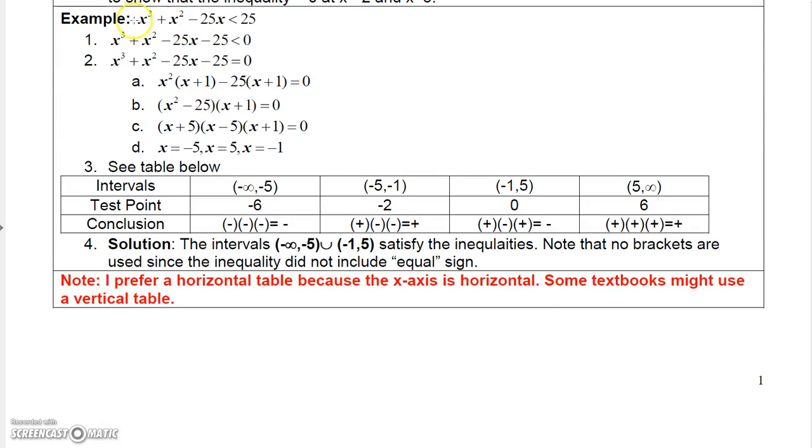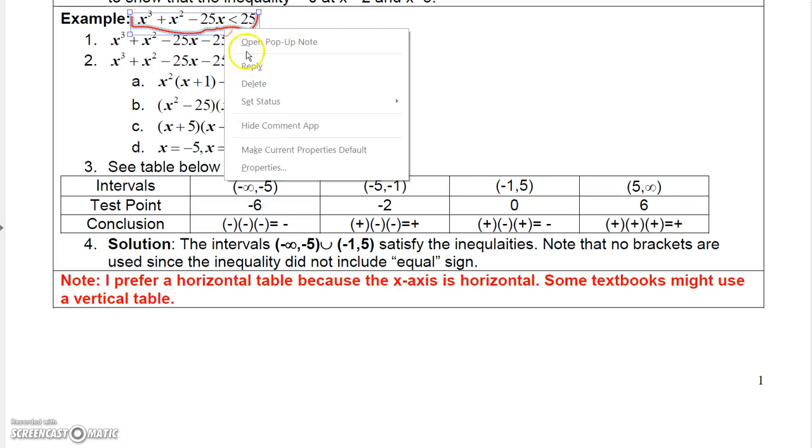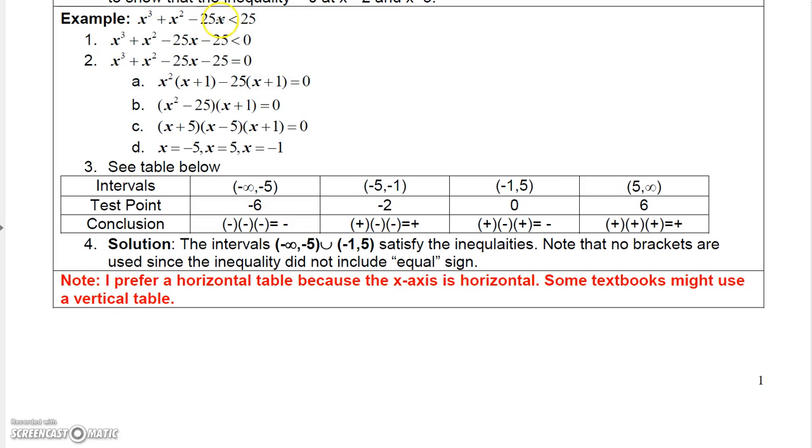Now here's one a little bit more complicated. You've got x cubed plus x squared minus 25x is less than 25. Notice this time I don't have the equal to with it. Now if I move the 25 across, I get 4 terms. Well, fortunately, if I set this equal to 0 and try to solve it, it does solve by factoring. I have to factor by grouping.